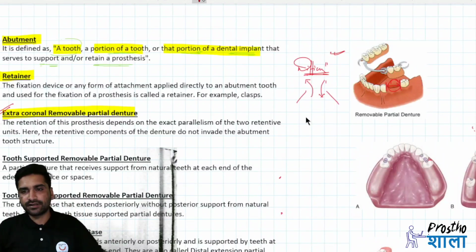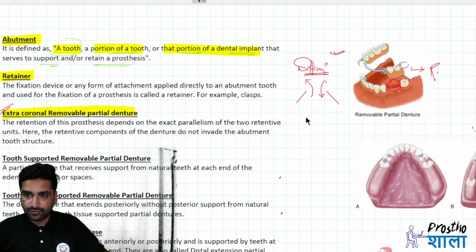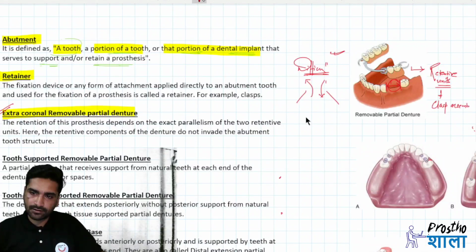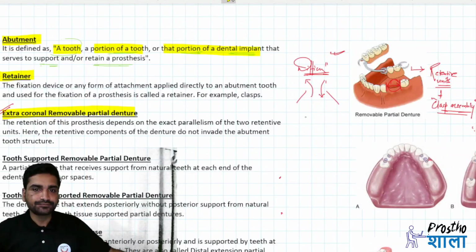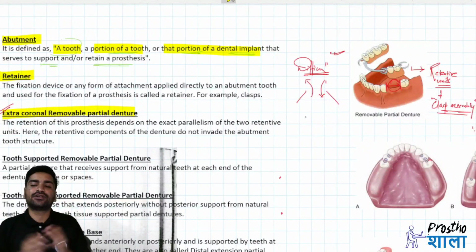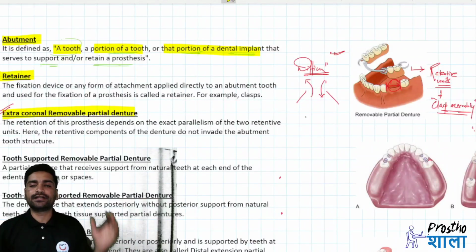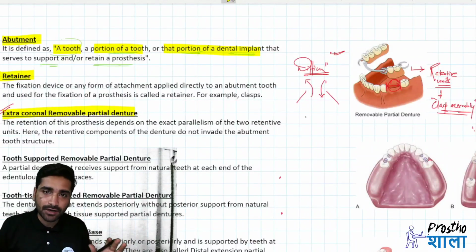Along with that, you also need to have your retentive units, like your clasp assembly. The most common retentive unit is your clasp or a direct retainer. So ultimately you are not invading the abutment teeth, you are just putting something onto it, it is not going inside the structure of the abutment teeth.